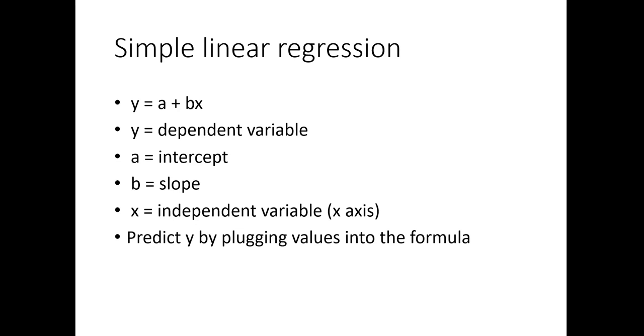And a slope means that for each unit increase in x, you multiply the slope times that x, and you get the amount that y increases. If there's no relationship, then the slope b is 0. It's a flat line. It doesn't help you. Knowing x doesn't help you predict y. And you can predict y values by just plugging values into this simple formula.